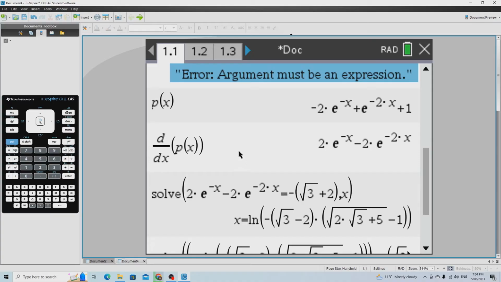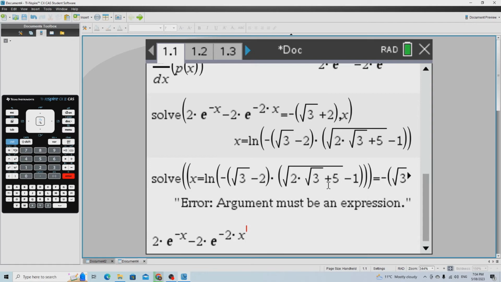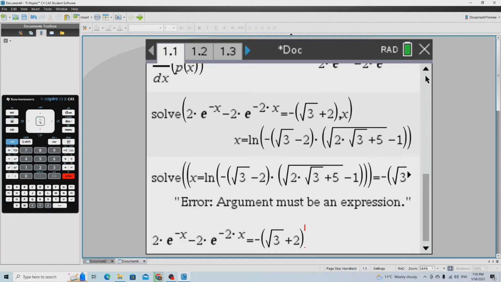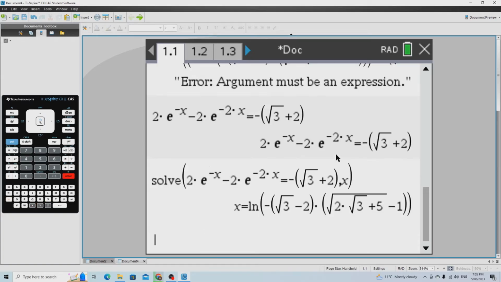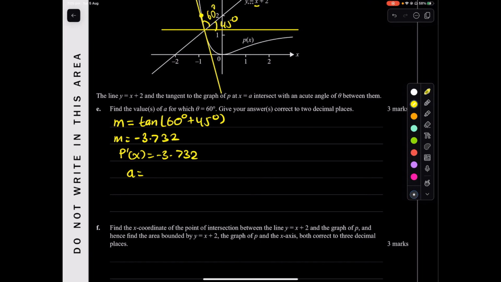So, find the gradient. We have this. That's your gradient. And we let it equal to this. Am I doing anything wrong here? Equal this, and we want to solve answer, comma X. Okay, now we get a value. What was all that rubbish that came? Okay, so to 2 decimal places, 0.67.